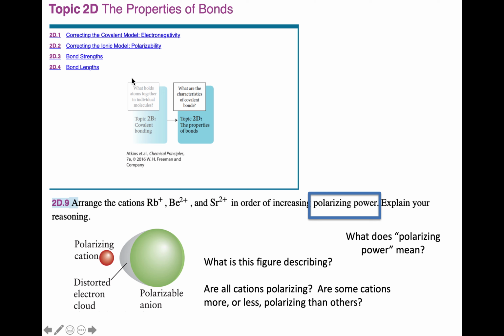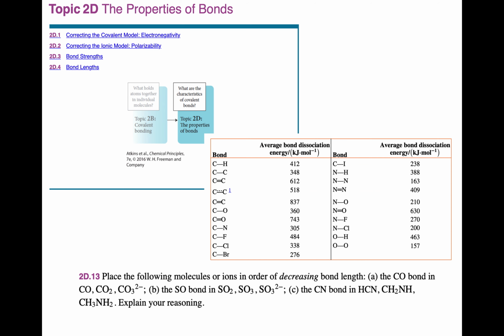Here's another one in that same section where it's looking at polarizability. Arrange the cations in order of increasing polarizing power. Explain your reasoning. I think your explain your reasoning would be explaining what is polarizing power. What does that mean? So for example, what would this figure be describing? It says polarizing cations. Are all cations polarizing? Are some more or less polarizing than others? So in this section, we want to be able to answer the question, but have an understanding of what the question's actually asking us to do.